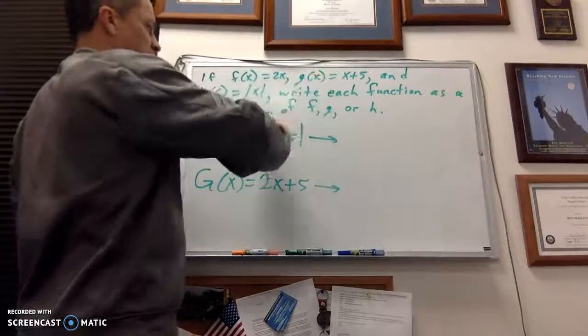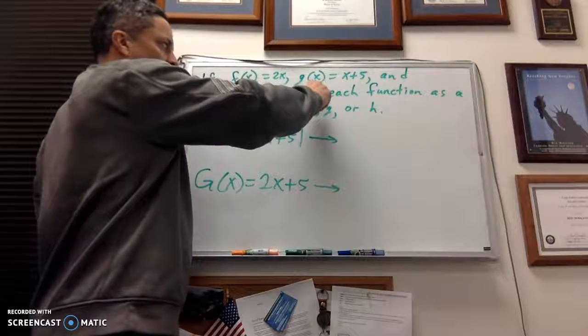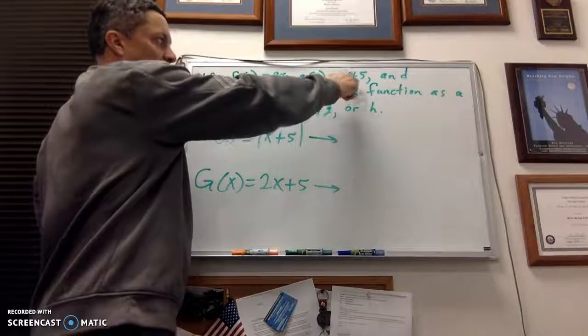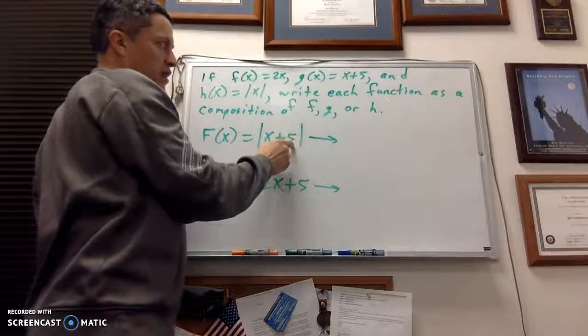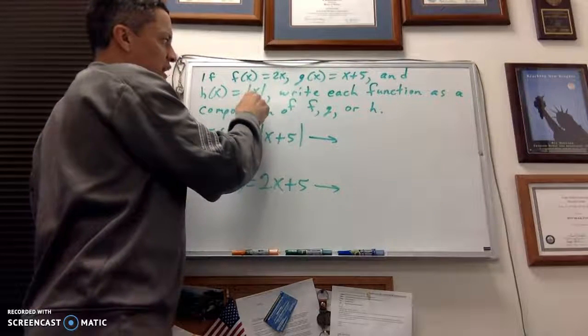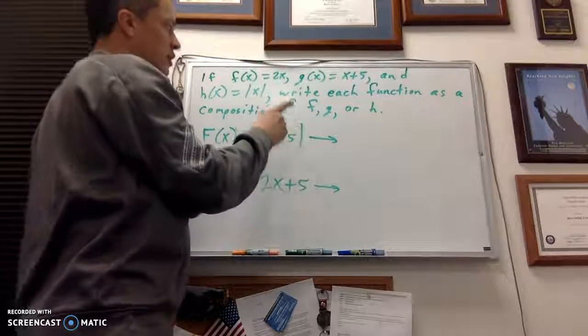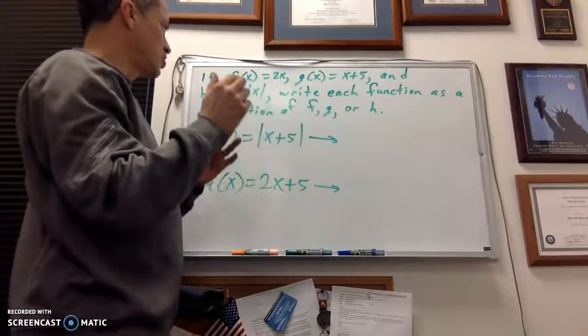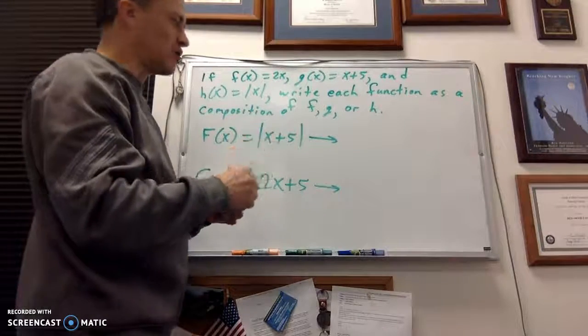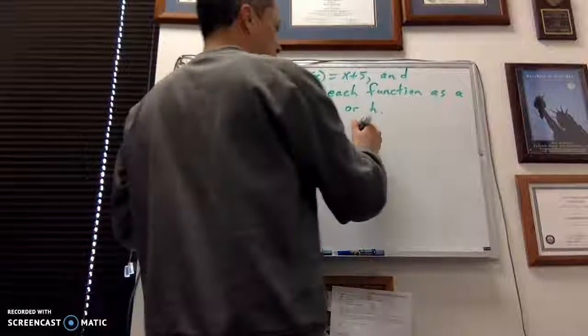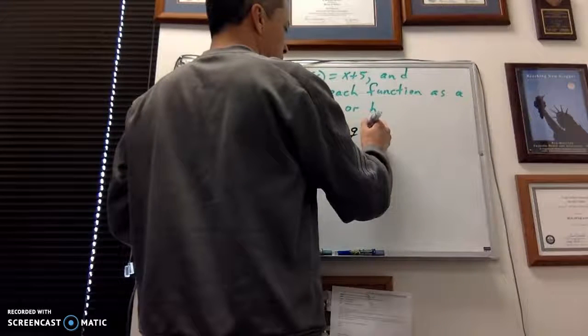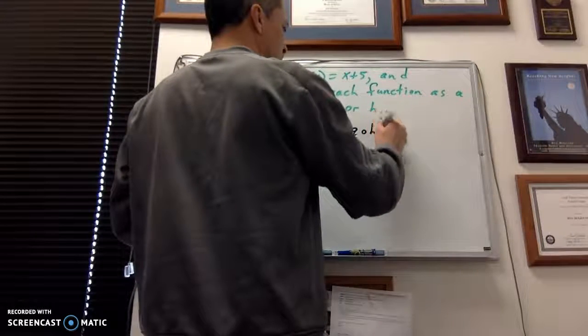Now, I have this composition. Now this one, g of x equaling x plus 5, yeah, I have an x plus 5 in here. And with h of x, it looks like I have an absolute value here. So somehow my answer is going to involve h and g of x. So let's see what that looks like. Is it going to be g of h of x?